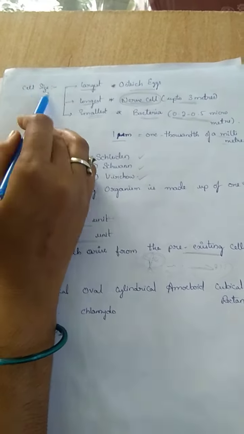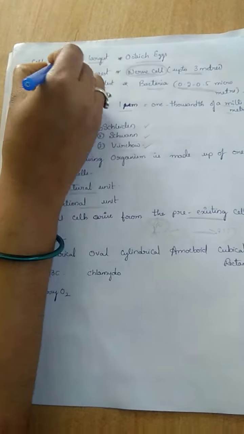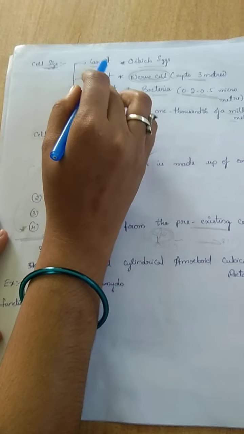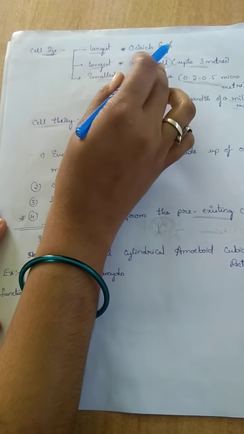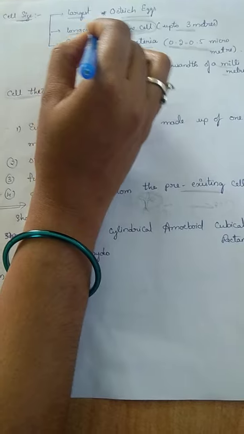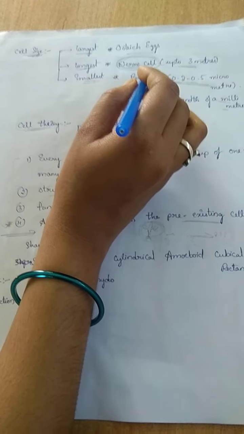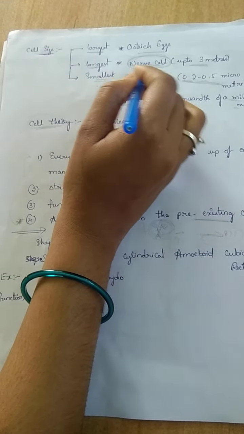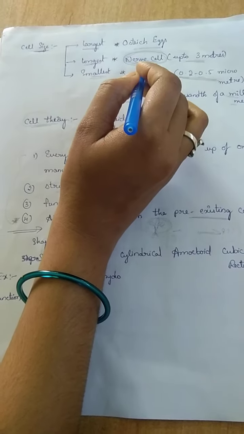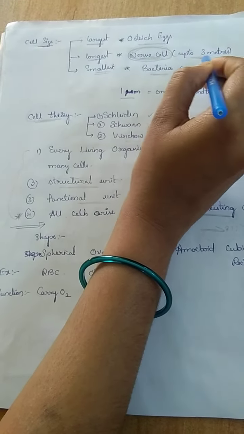And next, the cells are classified based on the cell size. The largest cell we observe is in ostrich eggs, and the longest cells are observed in nerve cells. We majorly observe these types of cells in the brain.